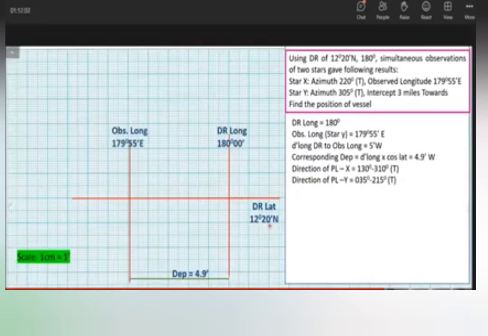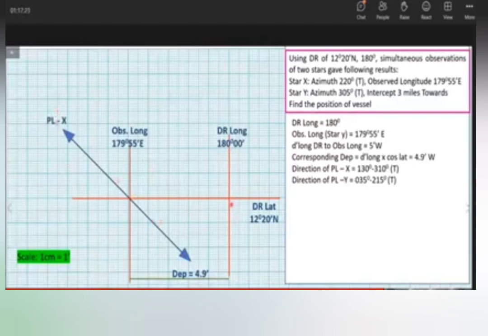Now wherever the DR lat intersects the observed long, this is the point through which the PL for star X has to be drawn, and its direction is 130 to 310. So here is the PL for star X which comes up on the plot.